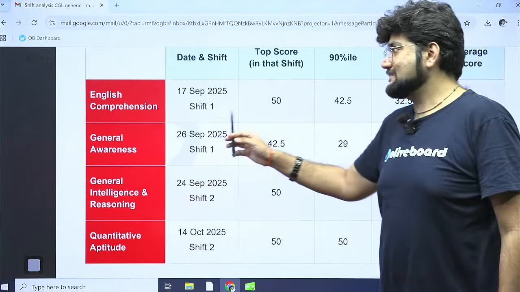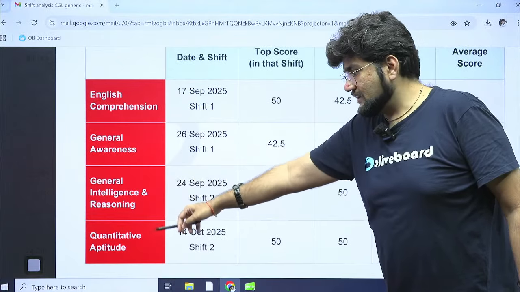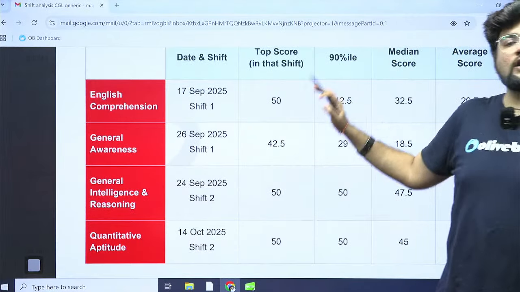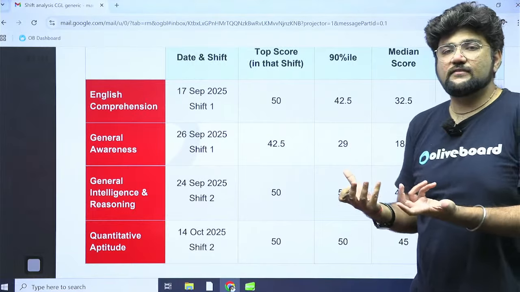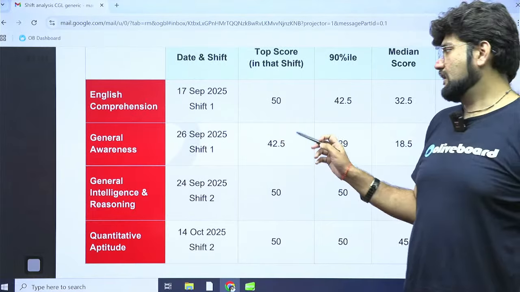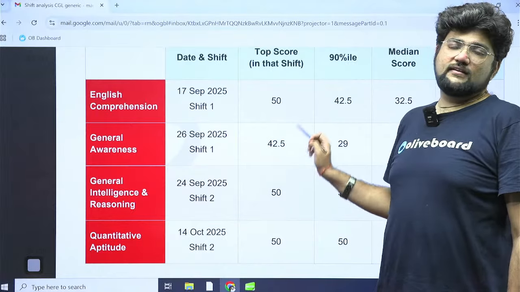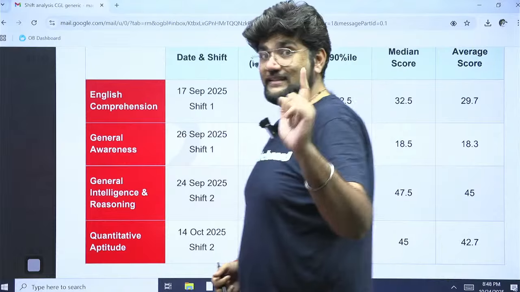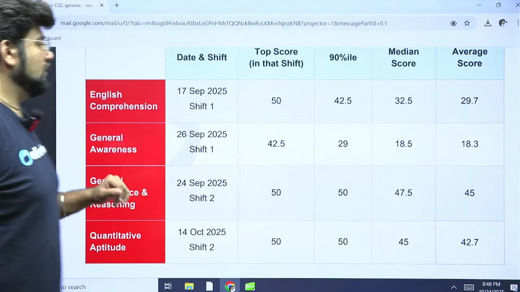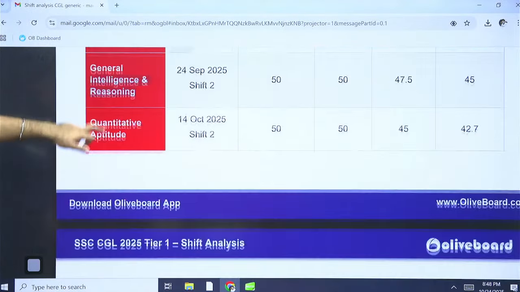From here we analyze that in English, reasoning and quant, despite all the hurdles, there were students who have scored a perfect score. But again, this is a general emotion everywhere, that no matter how hard you try, you will never be able to get a perfect score in GK unless obviously luck favors you, and you will see that by the end of the session. Okay, so yeah, this is pretty much it about the easy shifts.